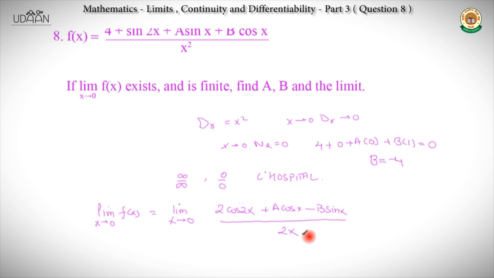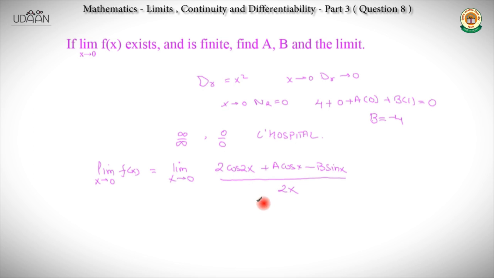Again, when x tends to 0, our denominator is equal to 0, and we know that this limit exists and is finite, so we can conclude that it should be 0 by 0 format. So the numerator is also 0, so we can see that 2 plus a equals 0. So a is minus 2. Now we have the value of b as well as a.